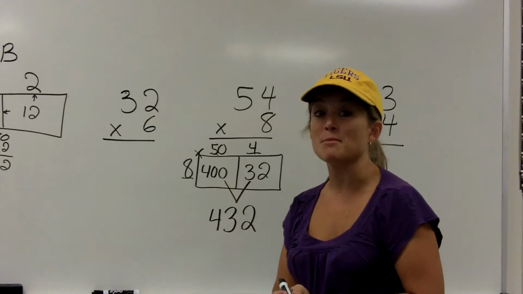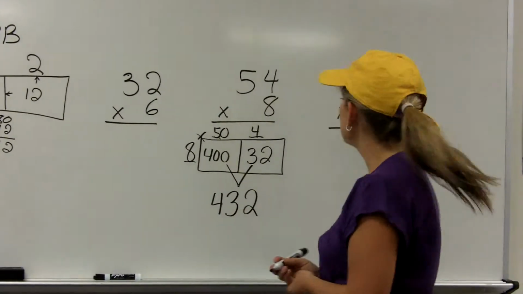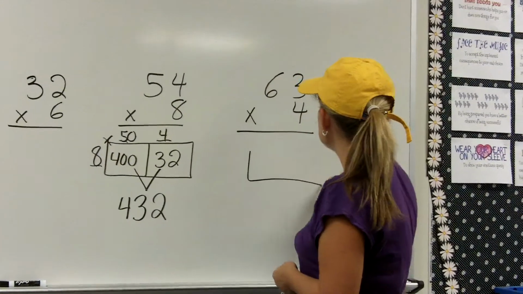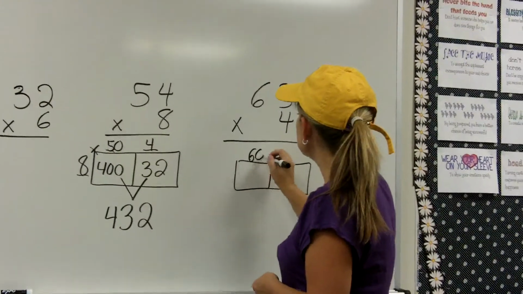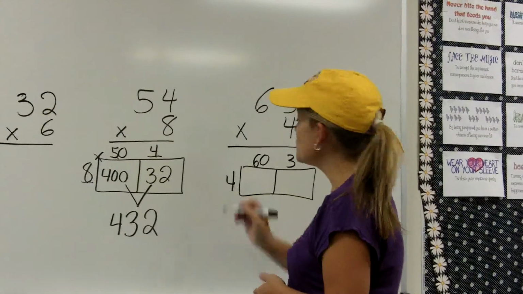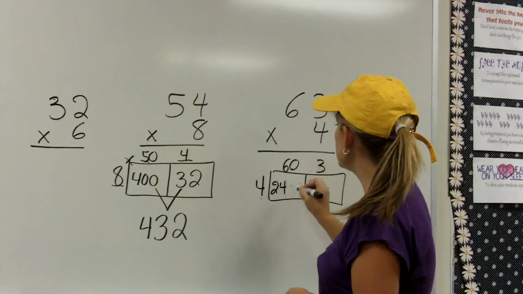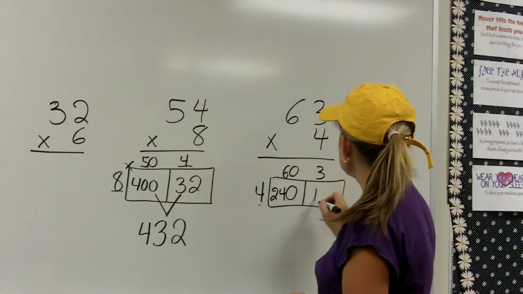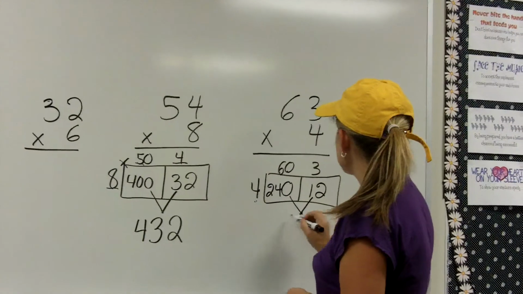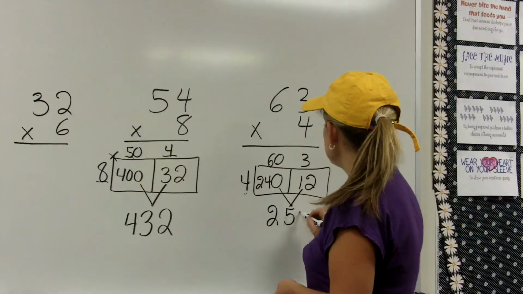One more example, and then I'm going to give you 2 to do in your notebook. 63 times 4. 4 times 6 is 24 with 1 0. 4 times 3 is 12. Put it back together, 252.